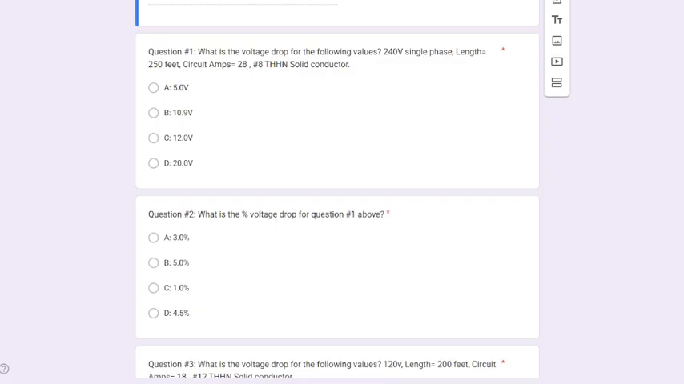Now, I have both questions 1 and 2 here because they go together. Question 2 is a follow-up to question 1. Question 1 says I have a 240 volt single phase circuit. Now, the reason why 240 is there has nothing to do with the rest of this question. 240 is for question 2. That's the number that we're going to divide by to find the percentage. But let's do question 1 first. I'll hold here for a second and give everyone a chance to write this out.